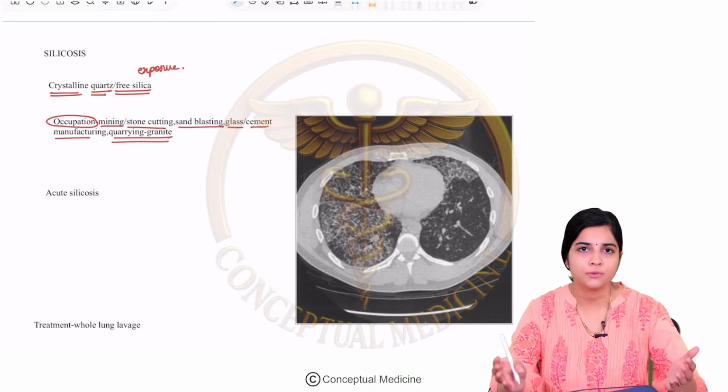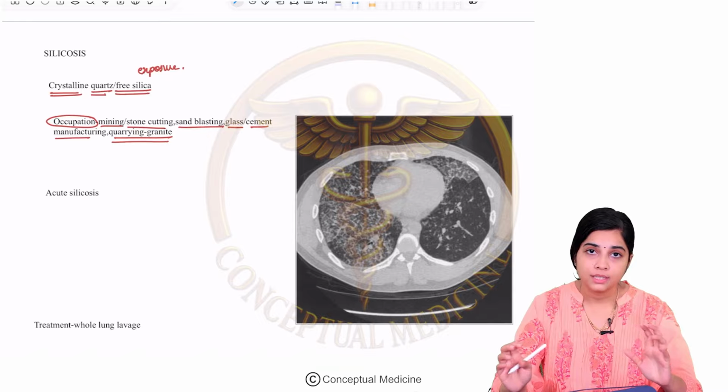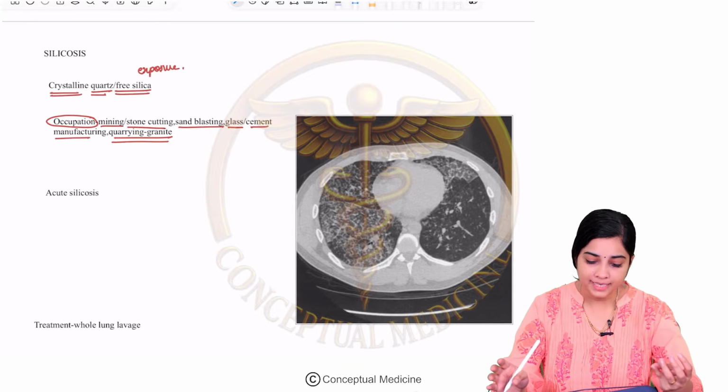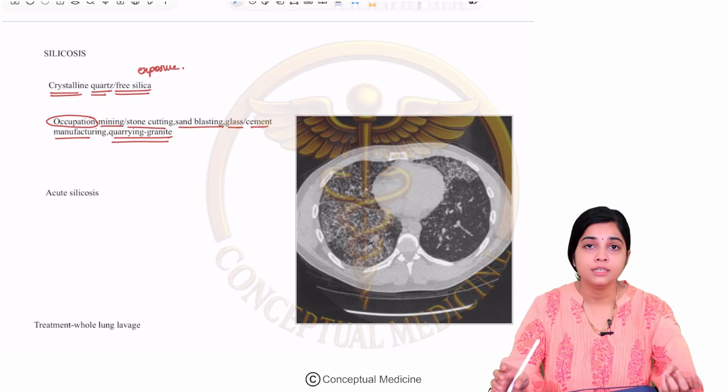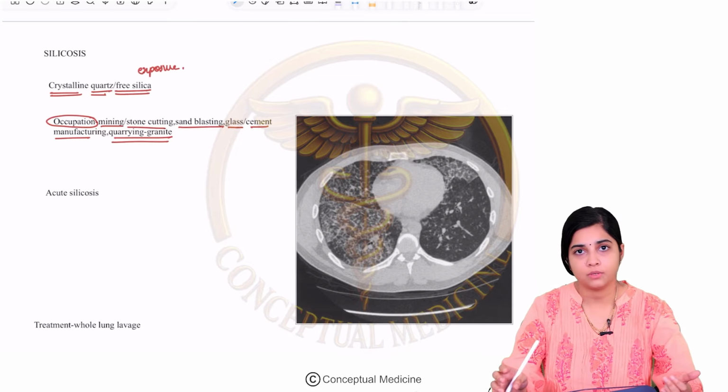Where do you use granite? Most commonly you would have seen your granites on the kitchen tops, right? So granite quarrying is also a risk factor for silicosis. So mining, stone cutting, sand blasting, glass or cement manufacturing, and granite quarrying.